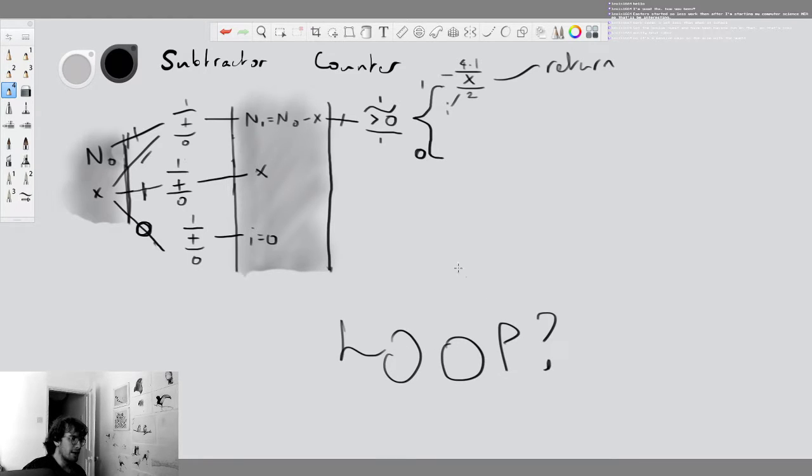So I've got this issue here of, to do this well, I would need a loop. And I'm not yet sure if I want to involve loops, because I still want to be asking the question of what you can do with relatively basic networks.